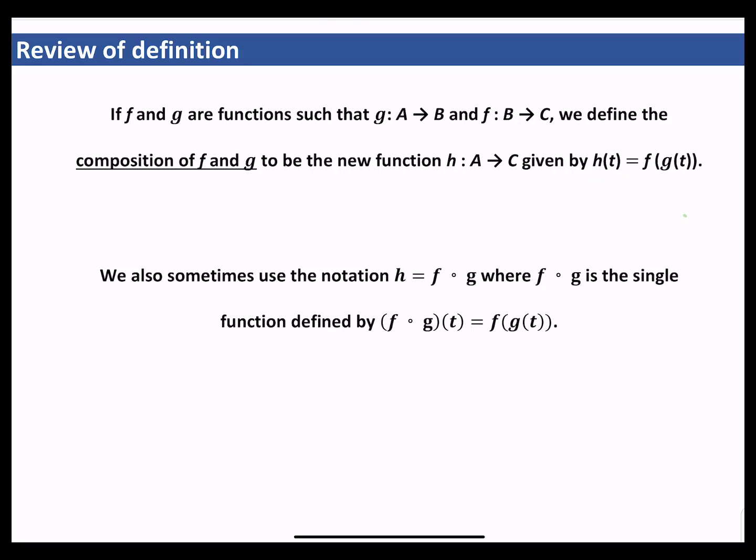We also sometimes use the notation h equals f circle g, where f circle g is the single function defined by f circle g of t equals f of g of t. So let's take a look at composite functions and see how they might work.